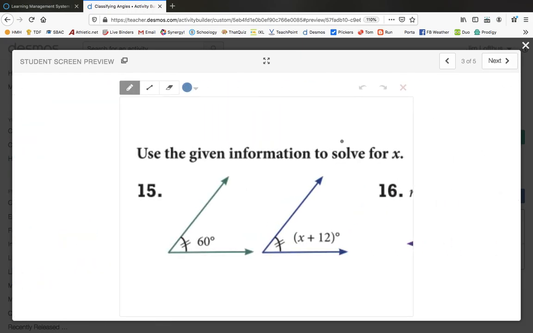For number 15, these two angles are congruent. And I know that because of those symbols right there. So I can say that 60 degrees equals this right here, whatever that is, x plus 12. So I'm just going to do an equation, x plus 12 equals 60. I'm going to subtract 12 to make a zero pair. Subtract 12 from both sides. And I'll put it down here, x equals 48.